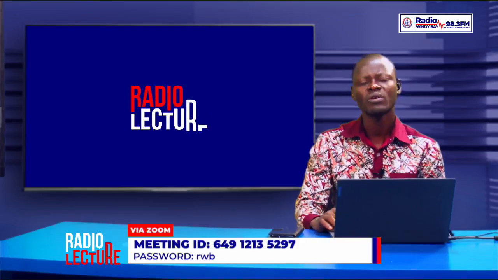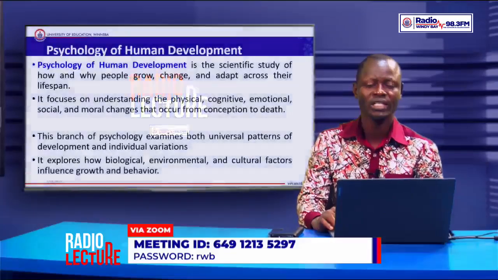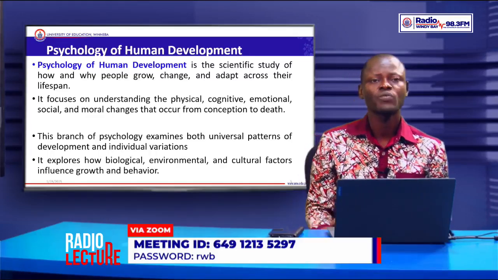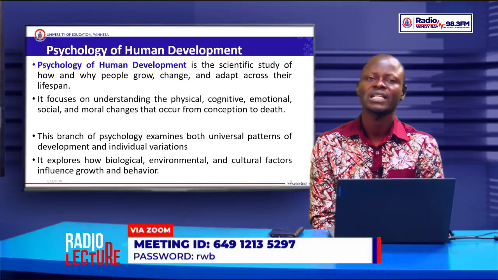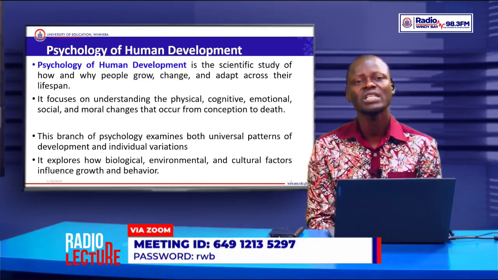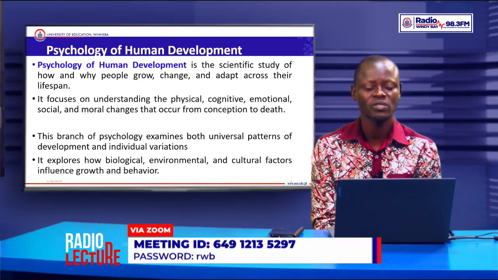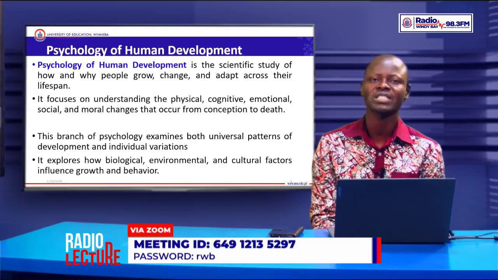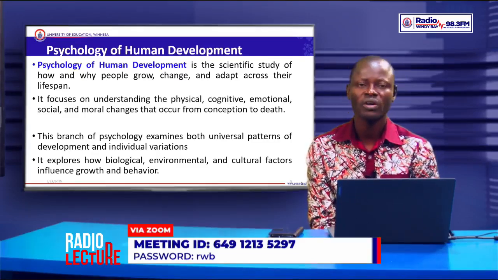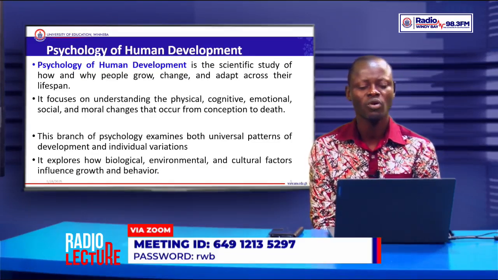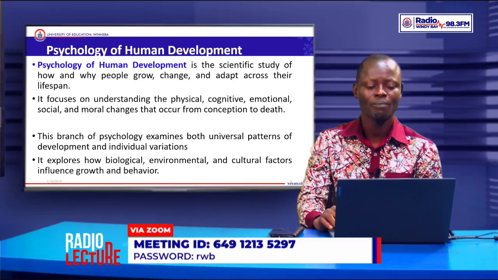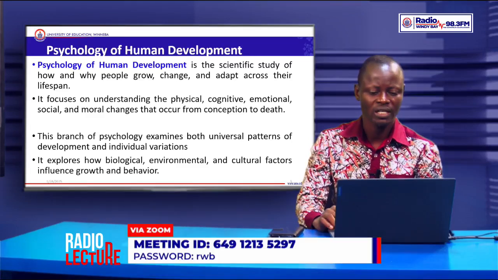We are looking at the fact that psychology of human development and learning is a scientific study of how and why people grow, how people change and adapt across their lifespan. And we say lifespan simply means from conception to death. Psychology of human development and learning also focuses on understanding the physical, cognitive, emotional, social, and moral changes that occur from conception to death. This branch of psychology, as we said, deals with the universal patterns of development and the individual variations.